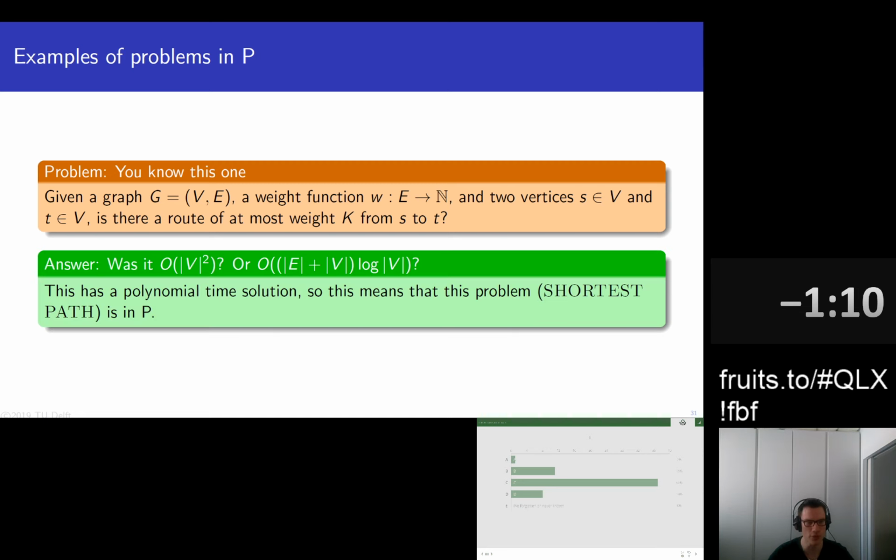And we can solve this one using, for example, Dijkstra. And that means that there is a polynomial time solution. The polynomial time was either v squared if you didn't use a priority queue, or if you did use one, it was e plus v log v, whatever. It was polynomial time. And that means that this problem, shortest path, is in P.